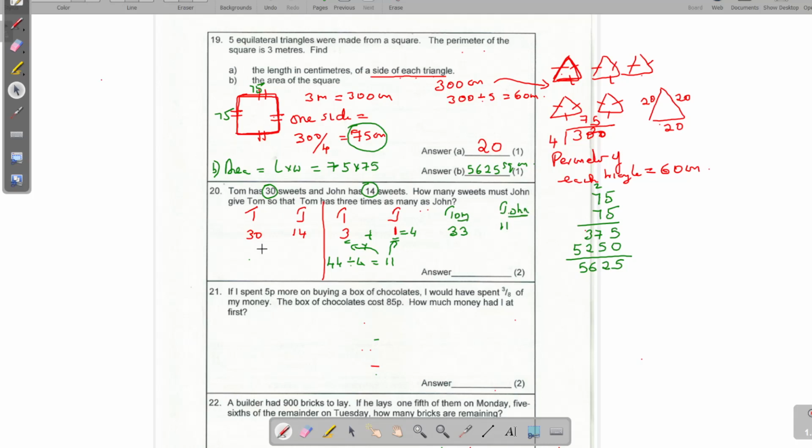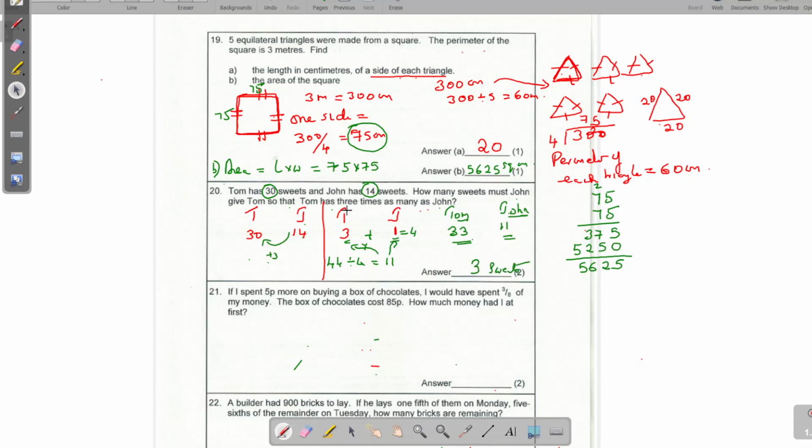So now to get to 33, John has got to give some sweets to Tom. The question is asking how many sweets must John give to Tom so that Tom has 3 times as many sweets as John. So John has got to give 3 sweets to Tom, so that Tom gets 33 and John will have 11. So they are in the ratio of 3:1. He should give 3 sweets.